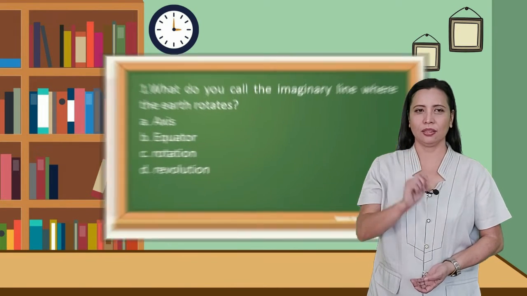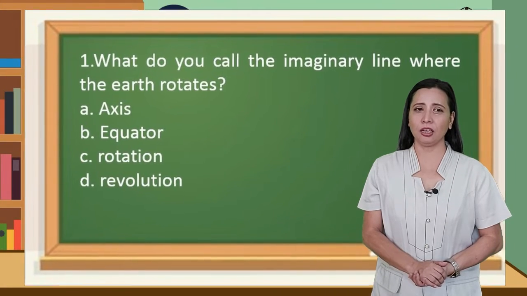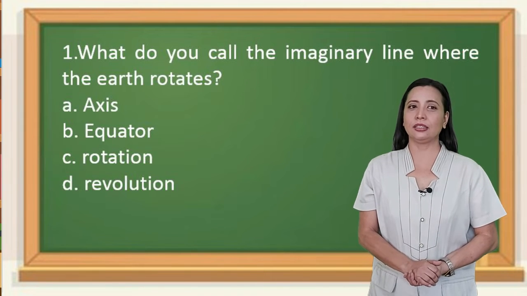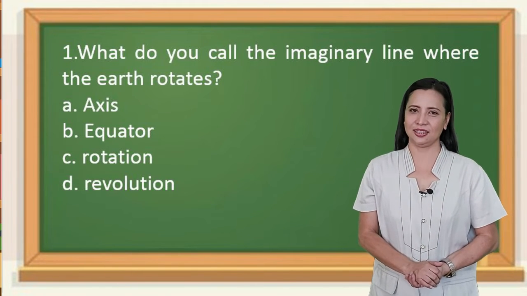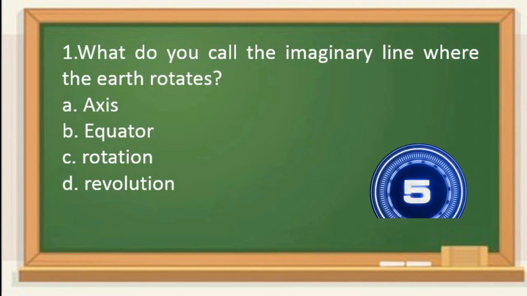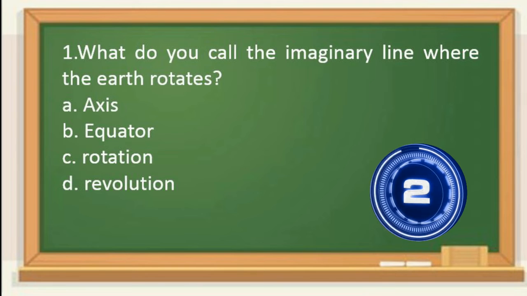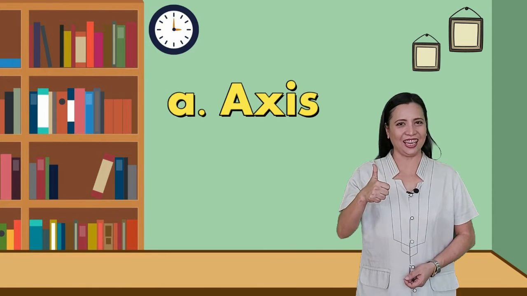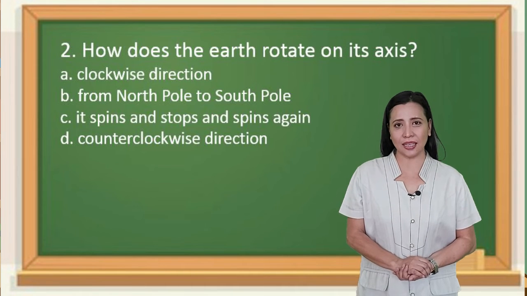Bring out your pen and paper and let's have some assessment. Do you now have your pen and paper with you? Let's start. 1. What do you call the imaginary line where the Earth rotates? A. Axis, B. Equator, C. Rotation, D. Revolution. Correct! A. Axis.